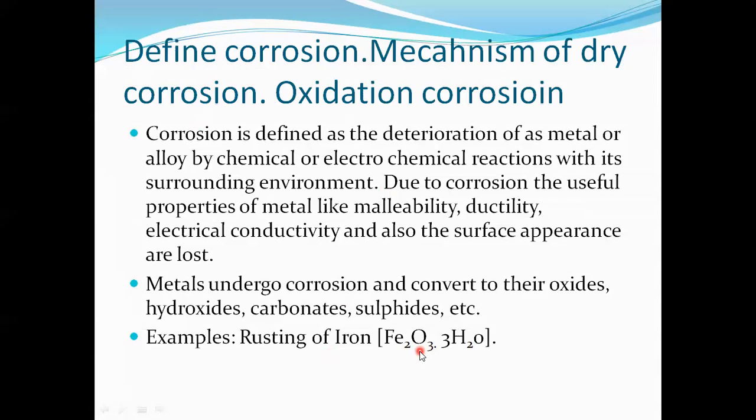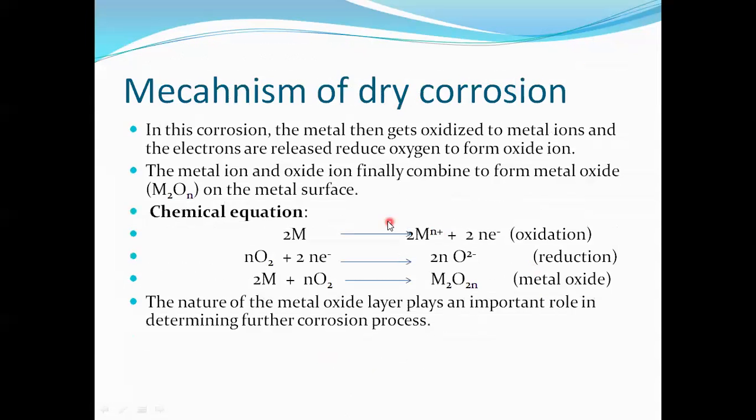Now we will have an example here. The best example for corrosion is iron. When iron is placed in the environment, the iron metal surface is covered with iron oxide. Next, in our previous class, we discussed that when the metal is exposed to the environment, the metal surface is oxidized and oxygen gas is reduced.